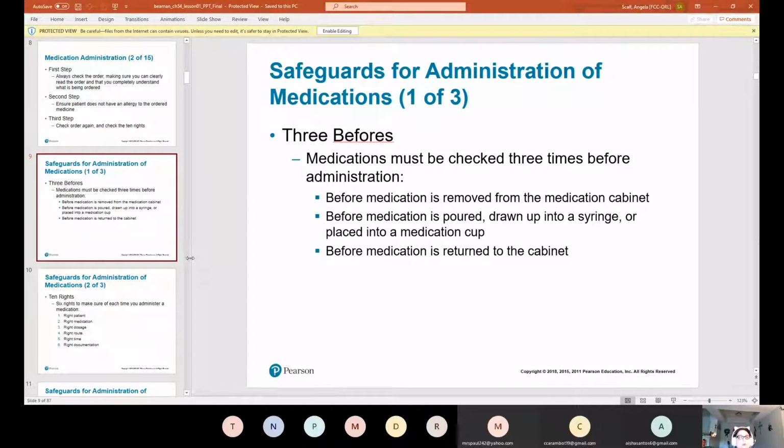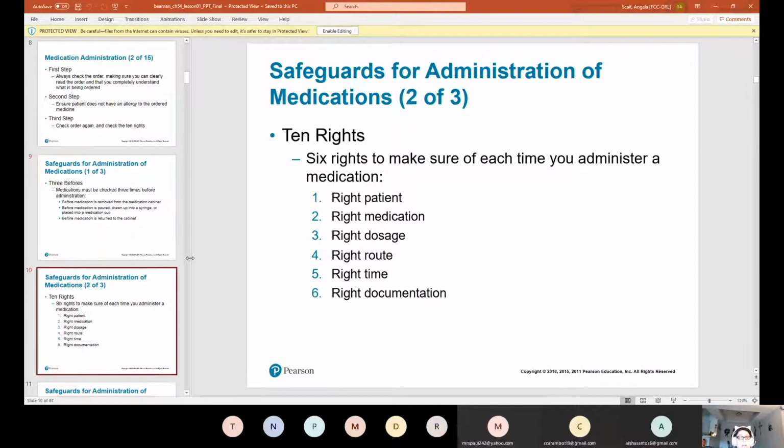So that's an always, without fail. This says 6 rights, but I'm a little OCD. Like I said, we've got the 10 commandments, but it's right patient, right med, right dose, right route, right time, right documentation. All of these are something you're going to run through your head every single time, because you cannot afford to make a mistake.